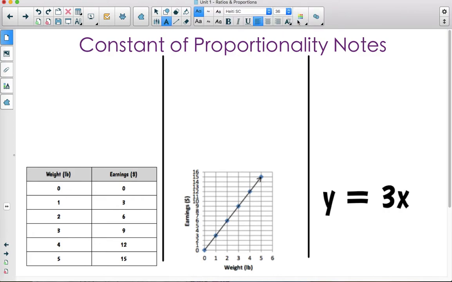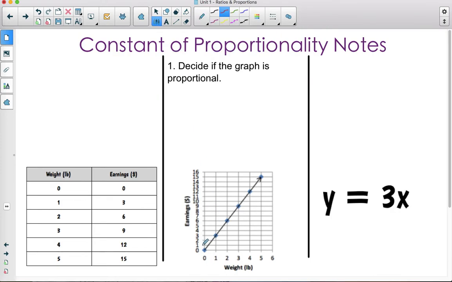Okay, so first thing about graphs is that you have to decide, is it proportional? I want you to look at the graphs first and even decide if it has a constant of proportionality. So this is what we just practiced, deciding if the graph is proportional. When I'm looking at this graph, I'm seeing that it starts at 0, 0, so it starts at the origin, and it has that straight line. So therefore it's proportional. It will have a constant of proportionality.